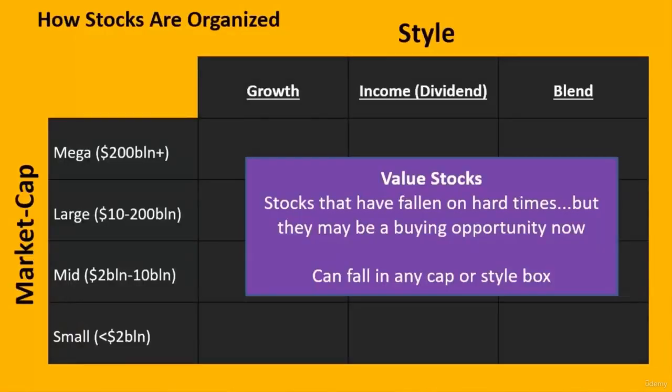One quick note too, you might have heard the term value stocks, right? Or value investing. I have a whole course on value investing. So value investing or value stocks are basically stocks that have fallen on hard times, but they may be a buying opportunity now. And they can fall in any cap or style box, right? You can have mega caps that are struggling and so their stock price is low, but they're still considered a growth mega cap or a mid cap blend or whatever it is. It's really looking at stocks where their prices have gone down, and because their price has gone down, they might still be a good company underneath and ready for a turnaround and might be a buying opportunity. So that's value stock. So different than like growth and income and blend.